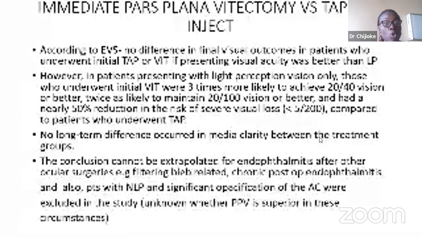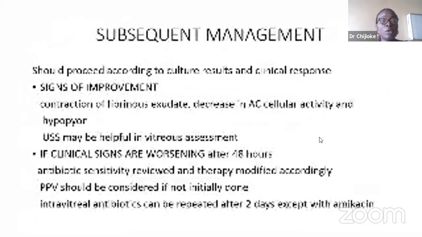There was no long-term difference in media clarity between the 2 treatment groups. However, the challenge with this study was that the conclusion cannot be extrapolated to endophthalmitis after other ocular surgeries like filtering bleb related endophthalmitis or chronic postoperative endophthalmitis. Also, patients with no light perception and significant opacification of the anterior chamber were excluded from the study. So we don't know whether pars plana vitrectomy is superior in these circumstances.